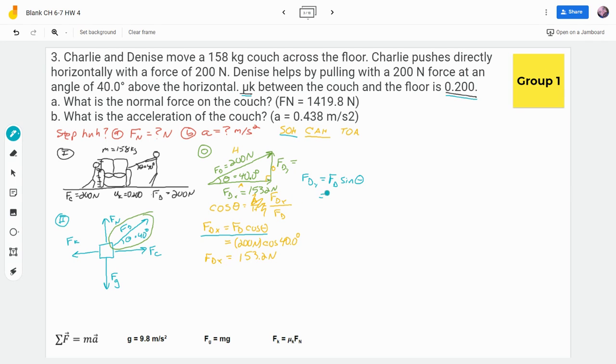So put in the numbers, F sub d, 200 newtons, times sine of 40.0 degrees, and you will end up with F sub dy is equal to 200 times sine of 40, 128.557. Let's round that off to 128.6 newtons. So I'm keeping 4 sig figs at this point. It's not a bad idea to keep an extra digit or two in the middle of these problems so that you're not rounding and then rounding again and again and again.